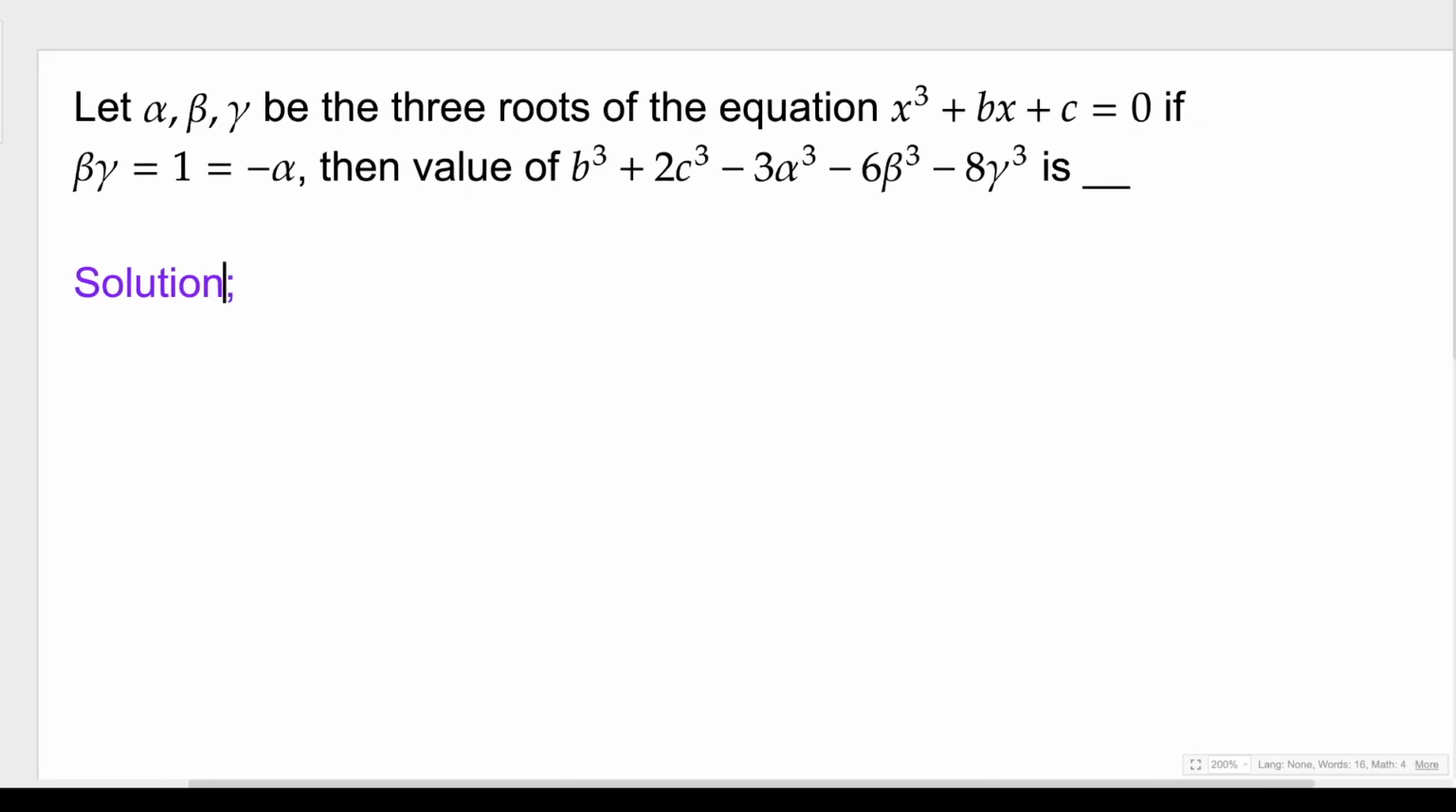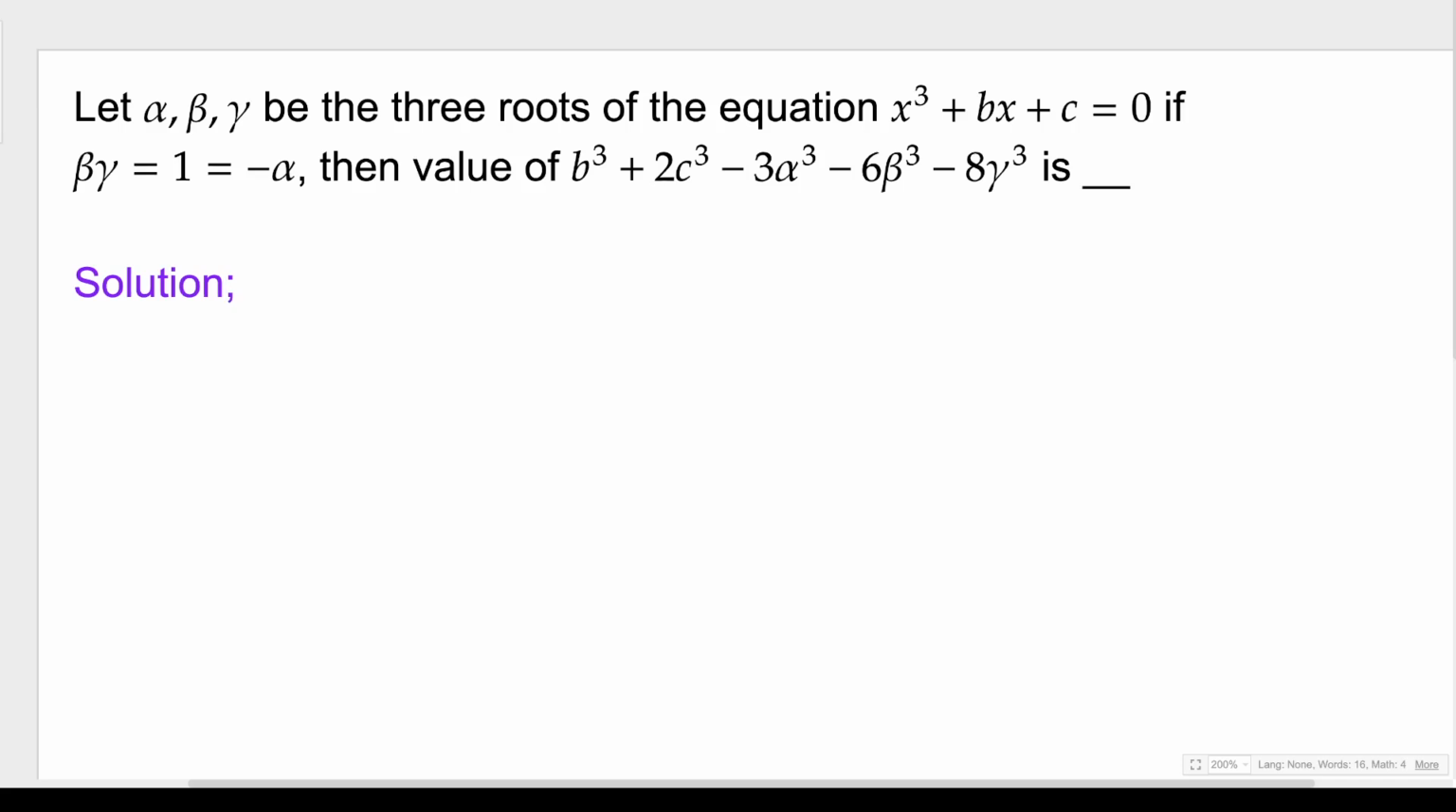Given this problem statement, here alpha, beta, gamma are the roots of this cubic equation, that is x cube plus b times x plus c equals 0. If beta times gamma is 1 and that is equal to negative alpha, then we need to compute this expression, that is b cube plus 2 times c cube minus 3 times alpha cube minus 6 times beta cube minus 8 times gamma cube, right?